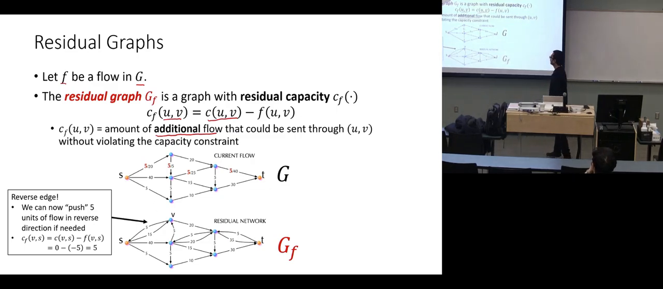But you can get an intuitive meaning from this, really: you have sent 5, so you can cancel the flow up to 5 units in the opposite direction. And you just put 5 units here.